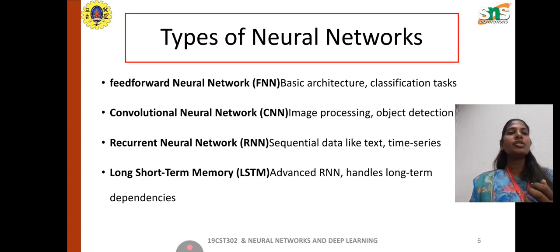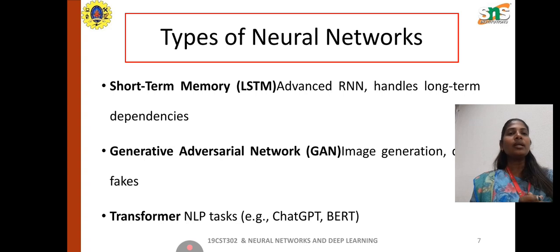The next one is long short term memory, LSTM. It is an advanced version of the recurrent neural network, and it handles long term dependencies. The next one is the generative adversarial network, GAN. It is used for image generation tasks. The last one is the transformer. It performs natural language processing tasks, like ChatGPT and BERT.